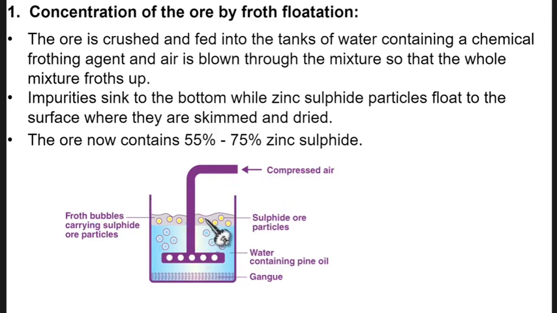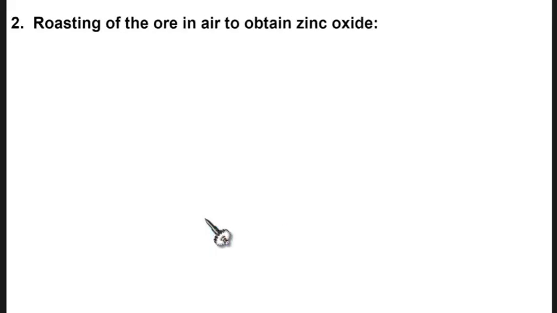All right, so now the next stage is roasting of the ore in air to obtain zinc oxide. So the ore now must be roasted in air, and roasting is burning in air. Like we know roasting, we roast it on fire. So that's what happens. The concentrated zinc blende must now be roasted in air, so that they obtain zinc oxide.